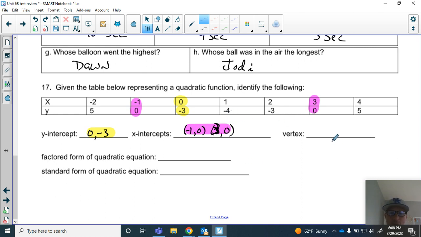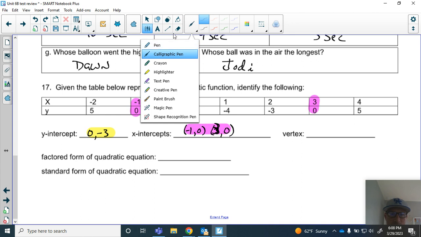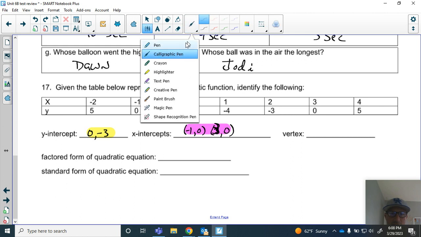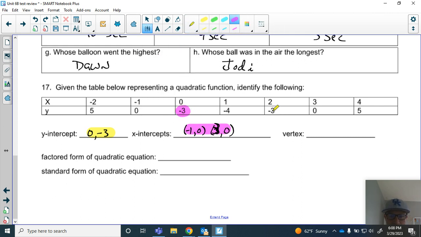All right, the vertex. Where are we smushed? Let me erase here and see where the meat and the bread of the sandwich are. Where's the bread of the sandwich? Oh, I see the bread. -3, -3, and then the meat is right here. That -4 is in between. That means it's the vertex. That (1, -4) is going to be our vertex.